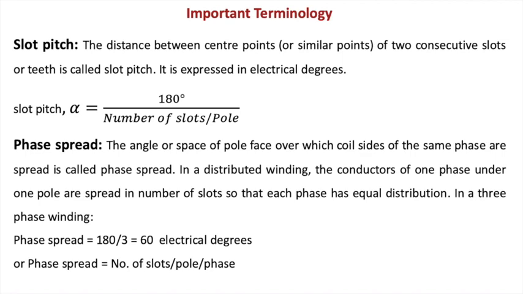Phase spread. The angle or space of pole face over which coil sides of the same phase are spread is called the phase spread. In a distributed winding, the conductors of one phase under one pole are spread in a number of slots so that each phase has equal distribution. In a three-phase winding, phase spread is 60 degrees, that is 180 divided by 3 is 60, and phase spread is given by number of slots per pole per phase.